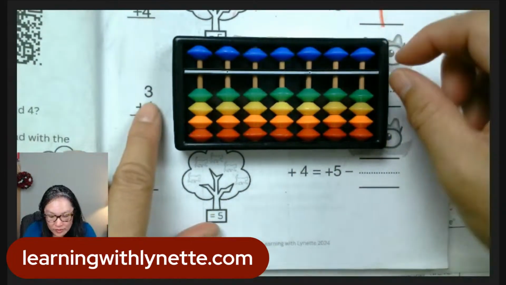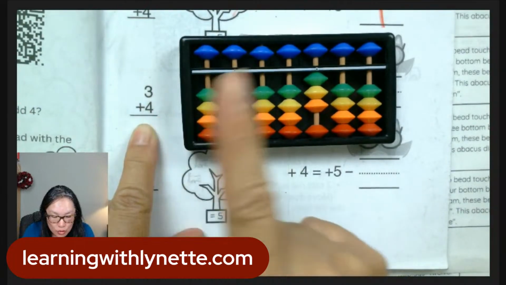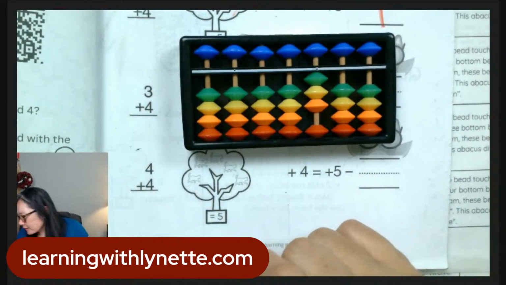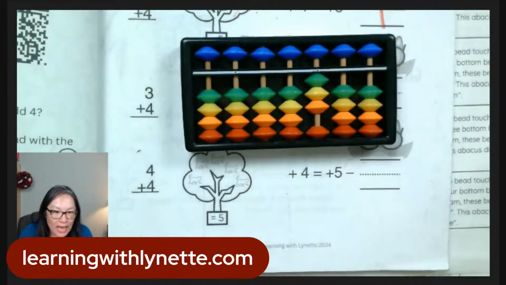Okay, so what we're going to do is 3. When we do 3, I want to add the 4. Notice you could do a number line, right? You could do a number line. But how else do we do it?